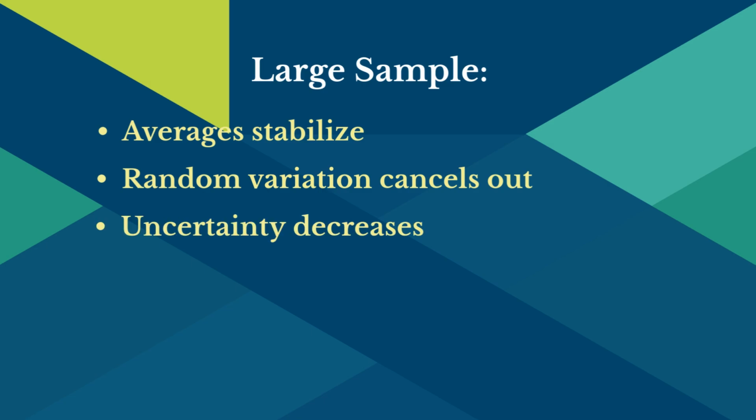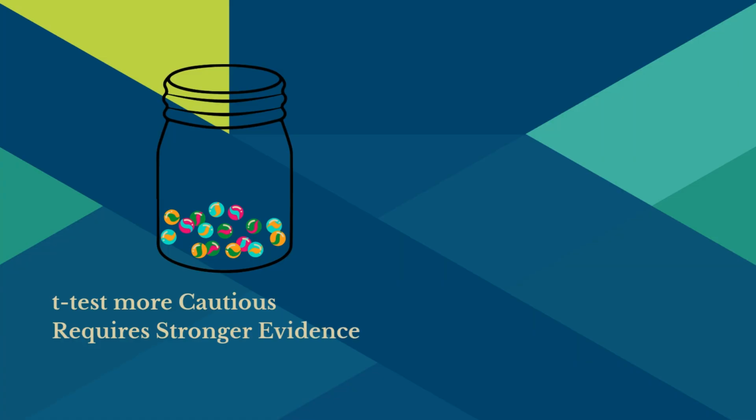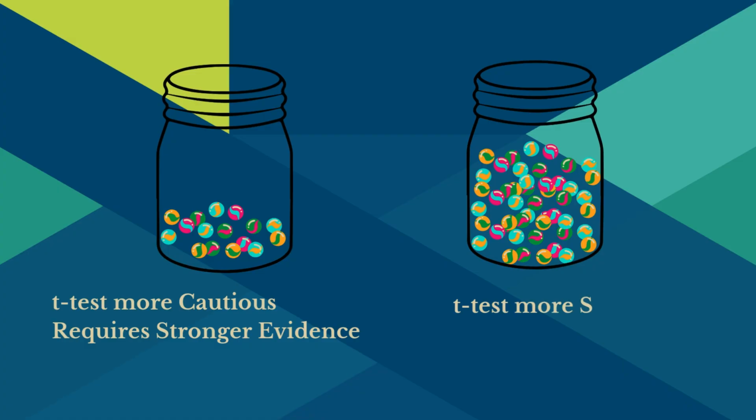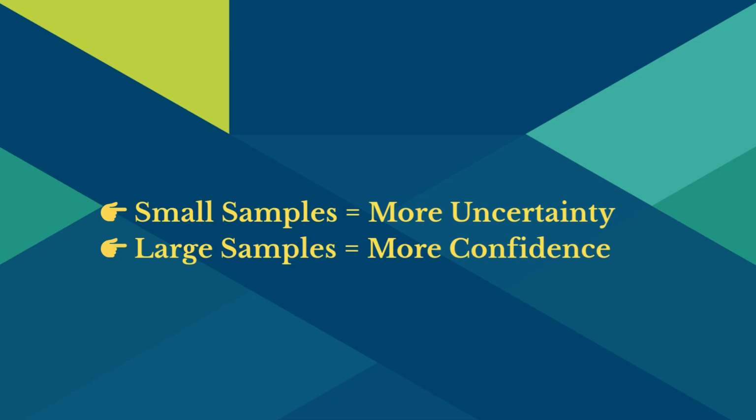This directly affects the t-test. When sample size is small, the t-test is more cautious. It requires stronger evidence to declare a difference significant. As sample size grows, the t-test becomes more sensitive and precise. So remember, small samples equal more uncertainty and large samples equal more confidence. This is why statistics always rewards more data. So, sample size clearly affects how reliable our t-test results are.